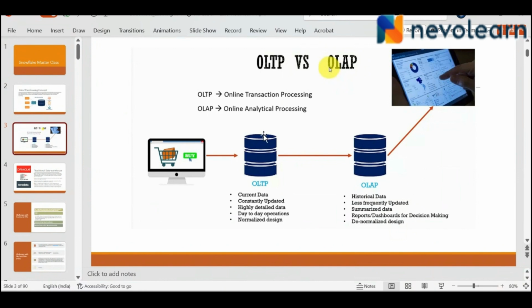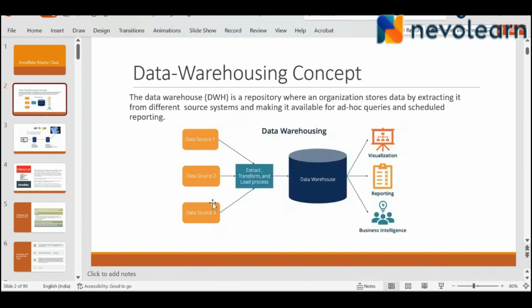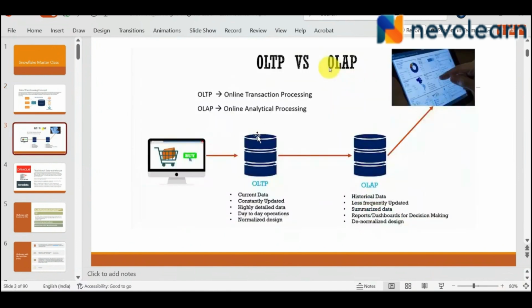That is the reason this OLTP database pushes the data to the OLAP system. This is nothing but a data warehouse. As I told you, we get the data from different source systems. It can be a database, it can be a file, anything. Okay, so let's consider this is an OLTP database, and we get the data to the OLAP.